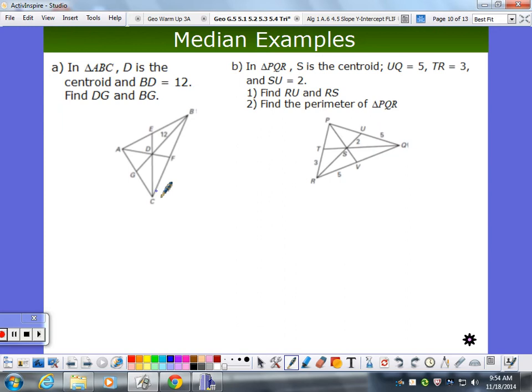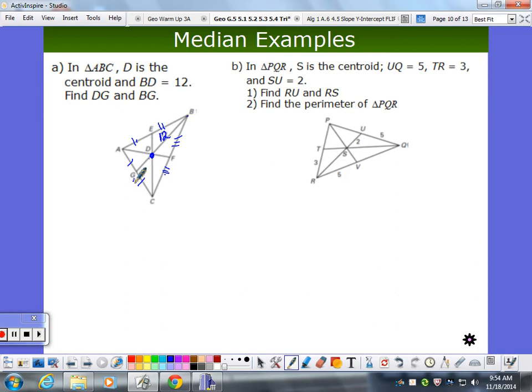So in triangle ABC, D is a centroid. Okay. Well, that means that I have medians. So like this one goes here and that one's here. Just to remind myself that I've got medians. Let's see. BD. Oh, it's the same example I just did. It's 12, right? So what is DG and BG? So now you got to figure this out.